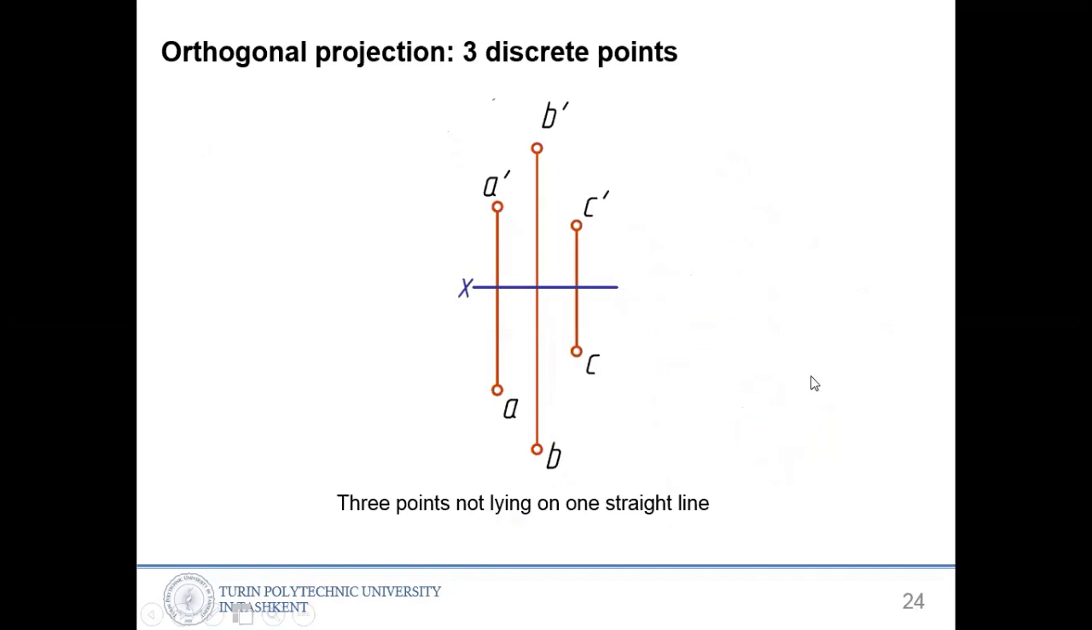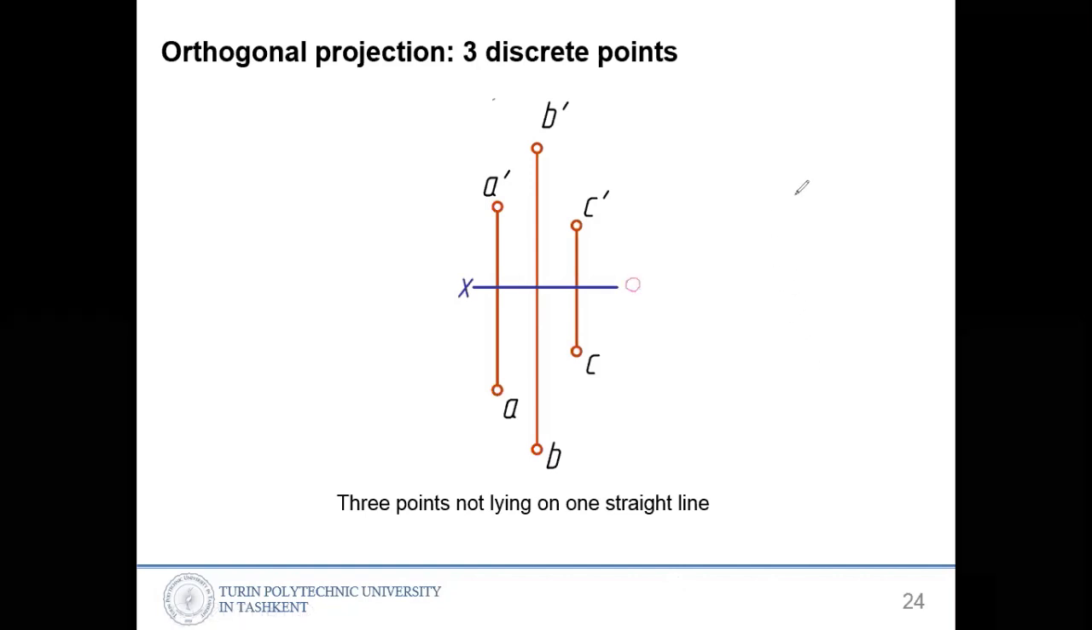Now, what will happen if three points are given in space? Three points are given. Normally you will have the line OX, and in reality we have something like this. Three points are given. One point is X, and O is here.